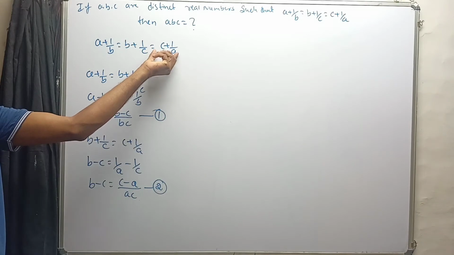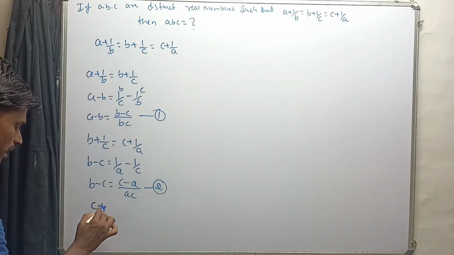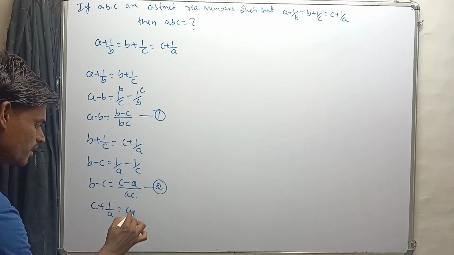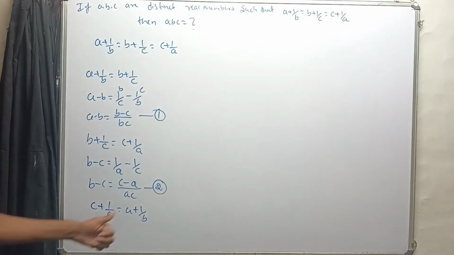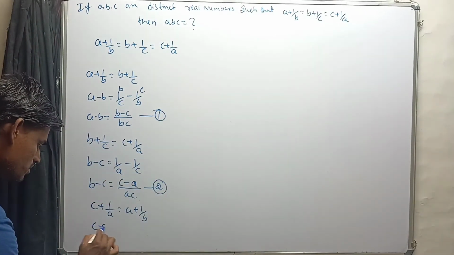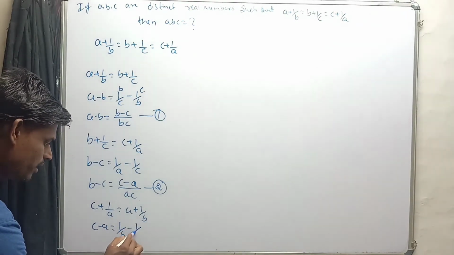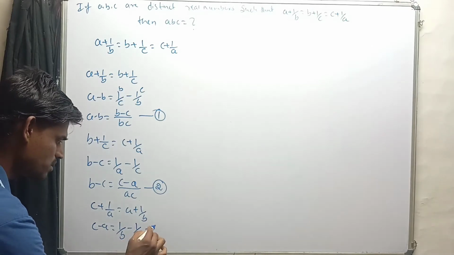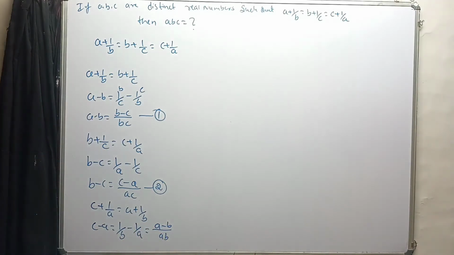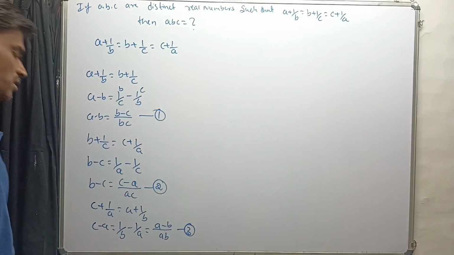Similarly, let's take C plus 1 by A is equal to A plus 1 by B. Shift this A to this side and 1 by A to that side. So C minus A is equal to 1 by B minus 1 by A, which is equal to A minus B divided by LCM AB. Let's say it as equation 3.